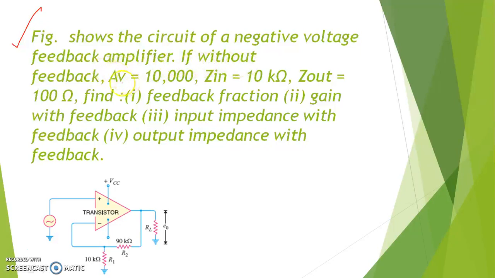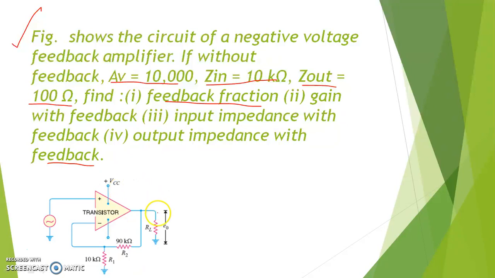If without feedback the gain AV, that is the basic amplifier gain for this op amp, is 10,000, and Zin, that is the input impedance of the basic amplifier block, is 10 kilo ohm, and Zout, that is the output impedance of the basic amplifier block, is 100 ohm. Find the feedback fraction, gain with feedback, input impedance with feedback, and output impedance with feedback.